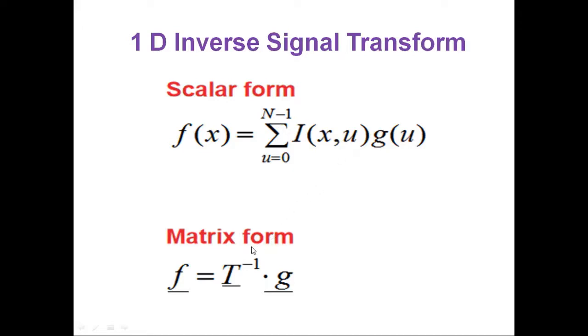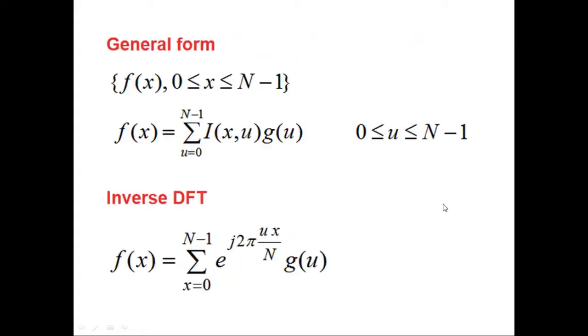In the matrix form representation, it is given by f equal to T inverse into z. So we are making use of the inverse kernel multiplied by z. By making use of this general form, we get the DFT by replacing this I(x,u) with the inverse kernel. The forward kernel is e power minus j. Now the inverse kernel is e power plus j 2 pi ux by N, multiplied by G(u), and we do summation from 0 to N minus 1 to get back the reconstructed signal.